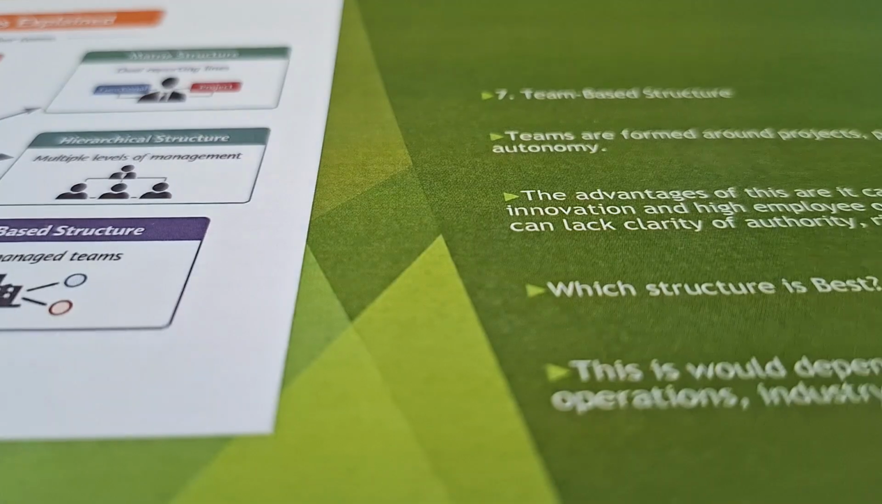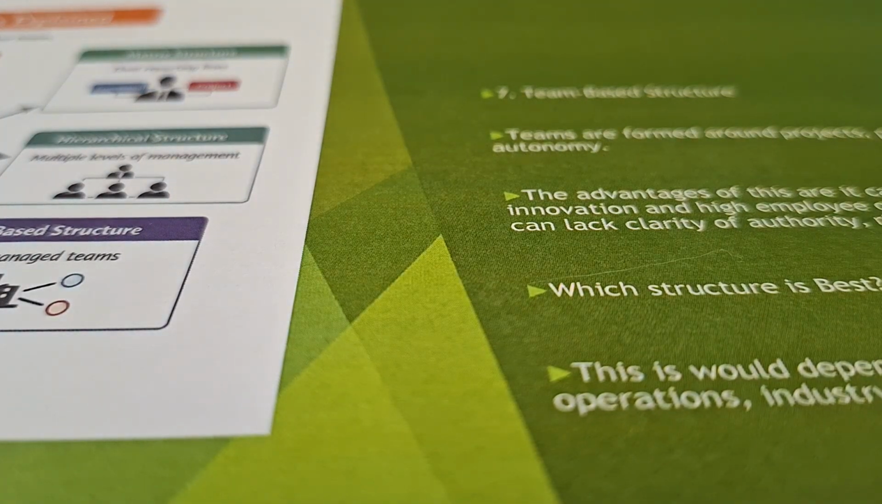Slide 2. This goes on still about the structures. This is called flat horizontal structure. This has minimal management layers. Teams are self-managed. The advantages to this are you can make faster decisions, and it is highly flexible and innovative. Employees have greater responsibility. The disadvantages are it can become chaotic without clear leadership, it is hard to scale as the company grows, and managers could become overloaded.